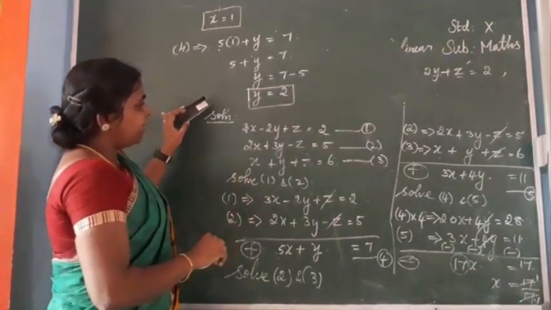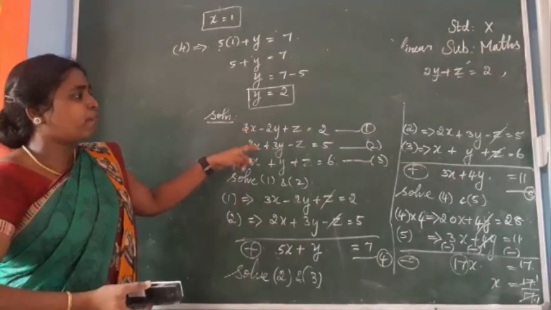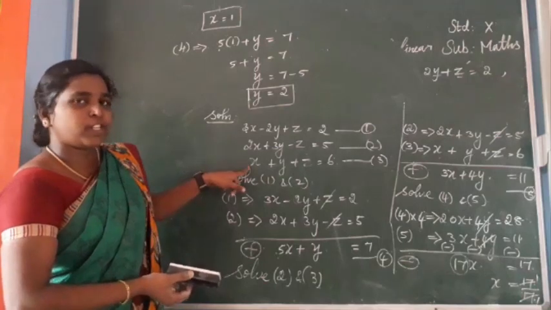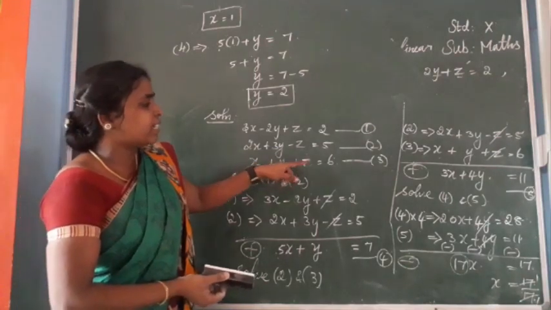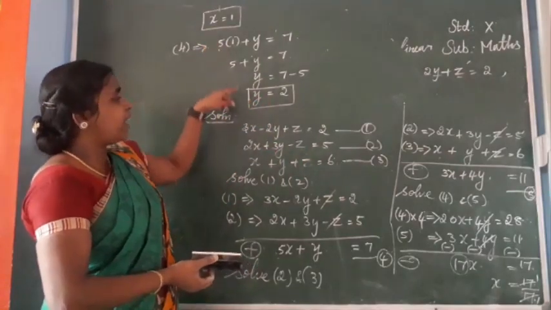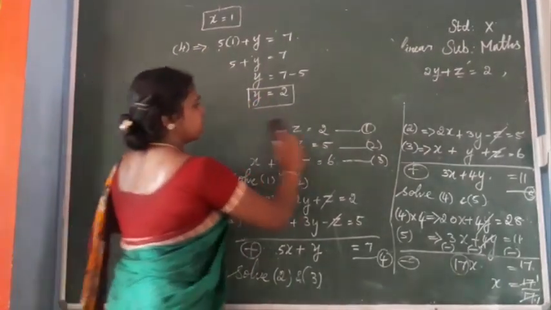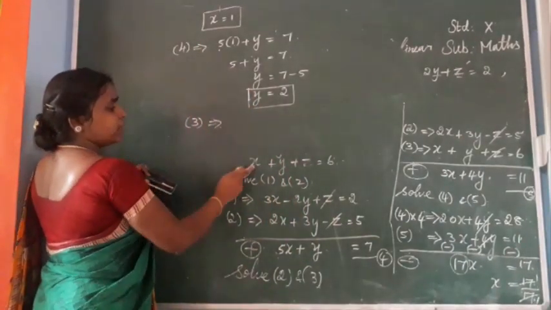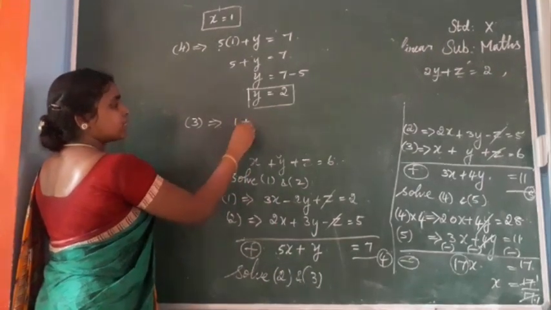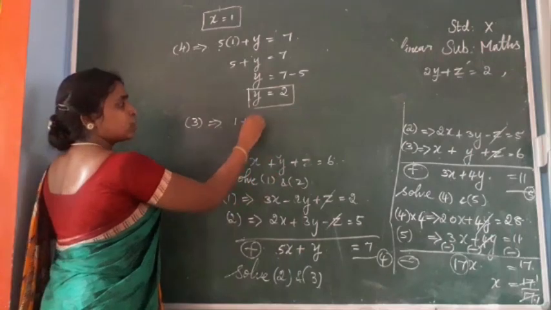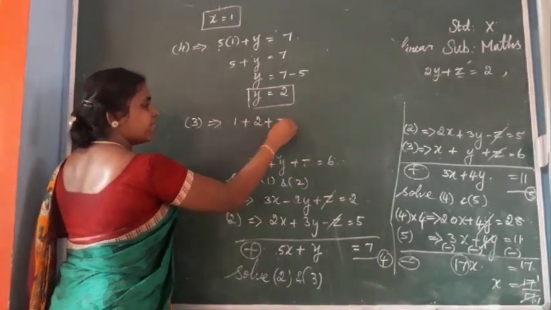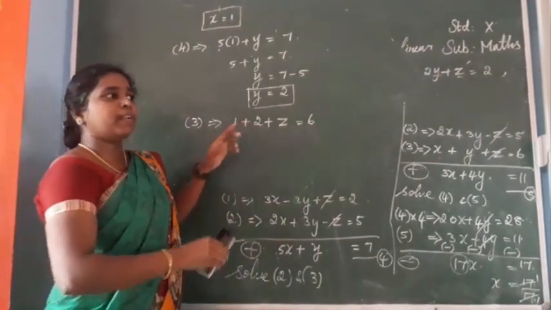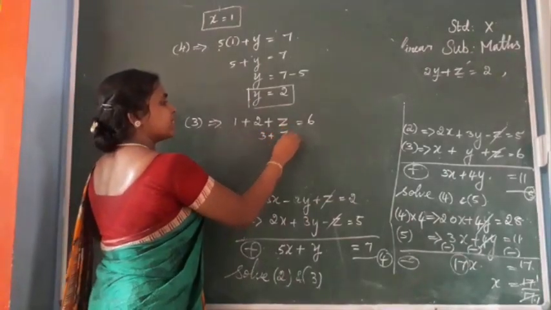One more variable we need, z. For that we can use equation 1, 2 or 3, any one of the equations. Which one is simple? The third equation is simple: x plus y plus z equal to 6. So I am going to substitute both values in equation 3. Here the x value is 1, so instead of x I write 1, plus the y value is 2, plus z, we don't know, equal to 6. On the left hand side, 1 plus 2 is 3, so 3 plus z equal to 6.